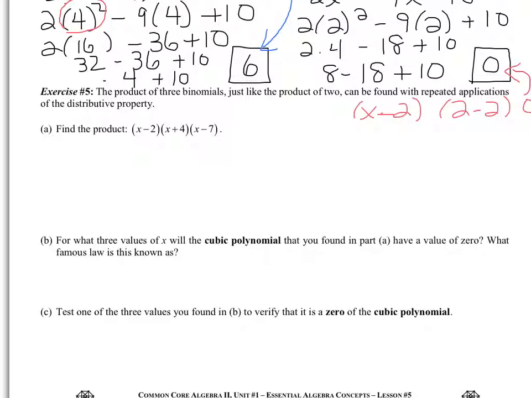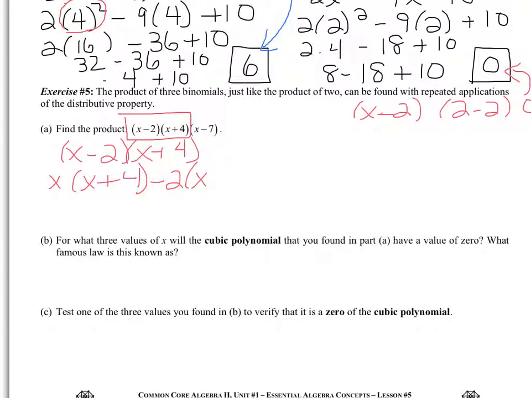So what you're going to notice is that I am going to take the first 2 factors, the first 2 binomials, and I'm going to multiply those 2 together. So I have x minus 2 times x plus 4. I'm going to use double distributive this time. Again, be careful of your signs.